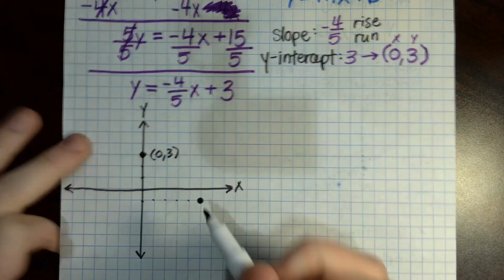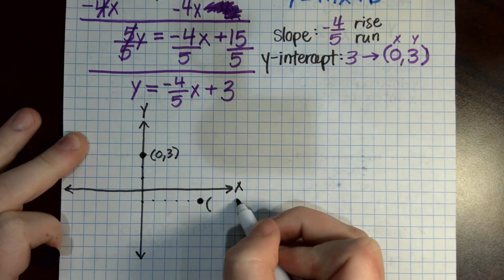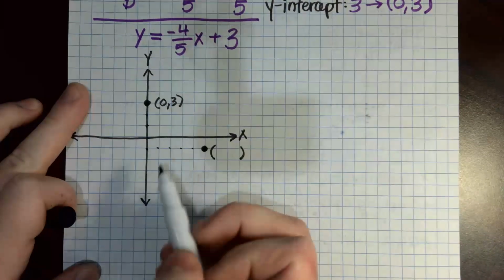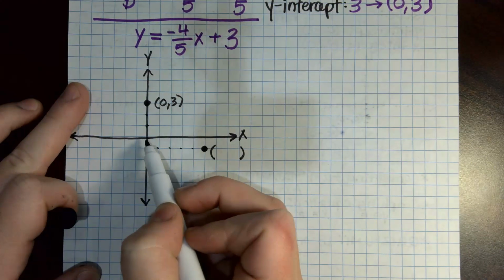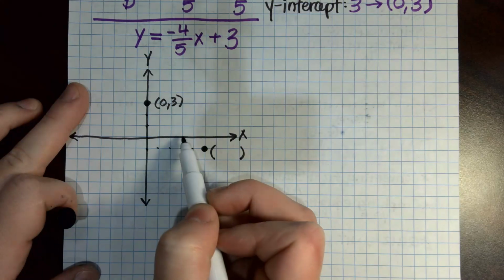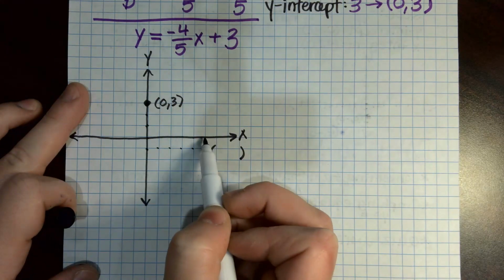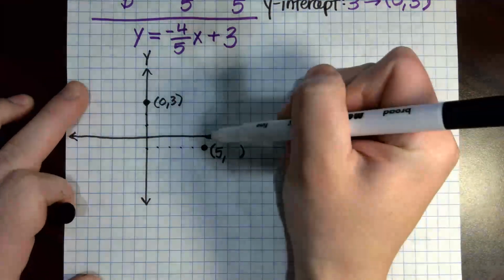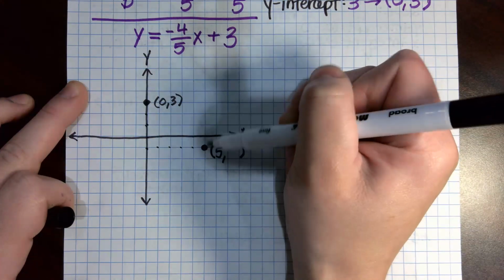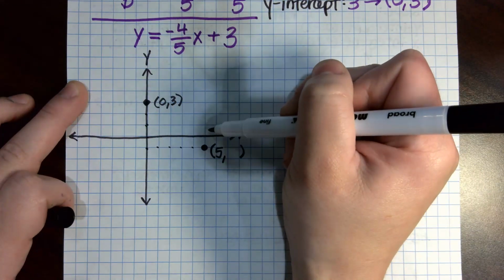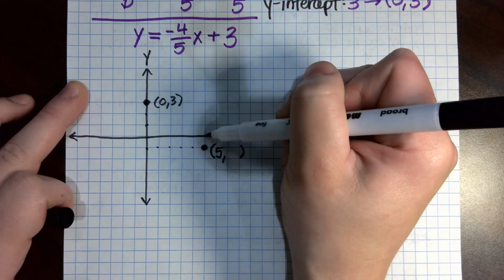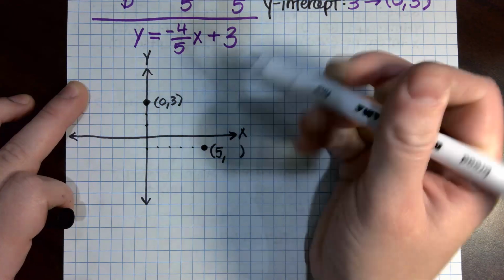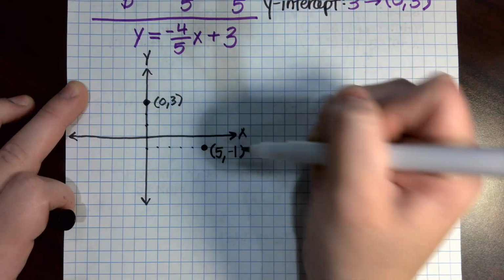So, remember that whenever we write a coordinate, it's the x value, then the y value. So, let's start by counting our x's. Ready? 1, 2, 3, 4, 5. So, our x is 5. And our y is how far up or down we go. So, we're going to start from here and we go down 1. So it's going to be 5, negative 1.